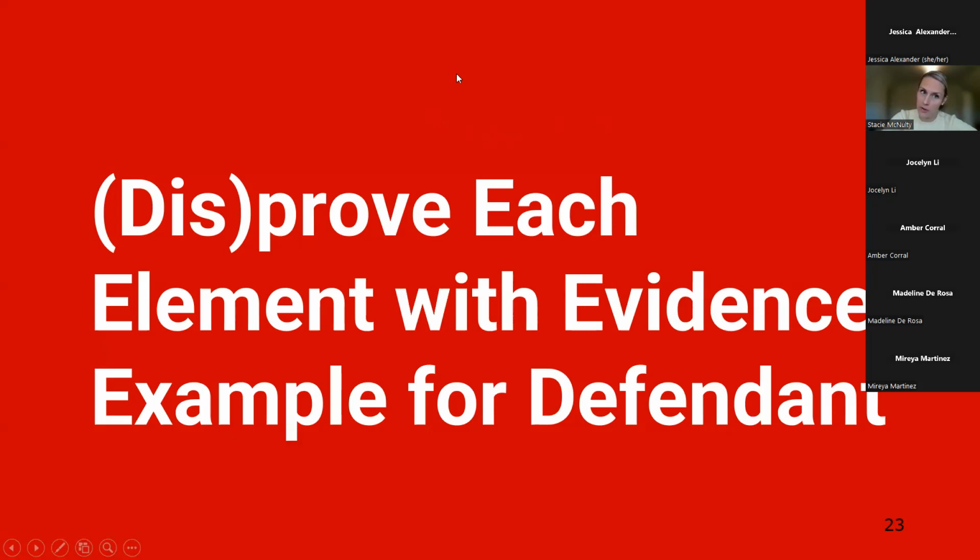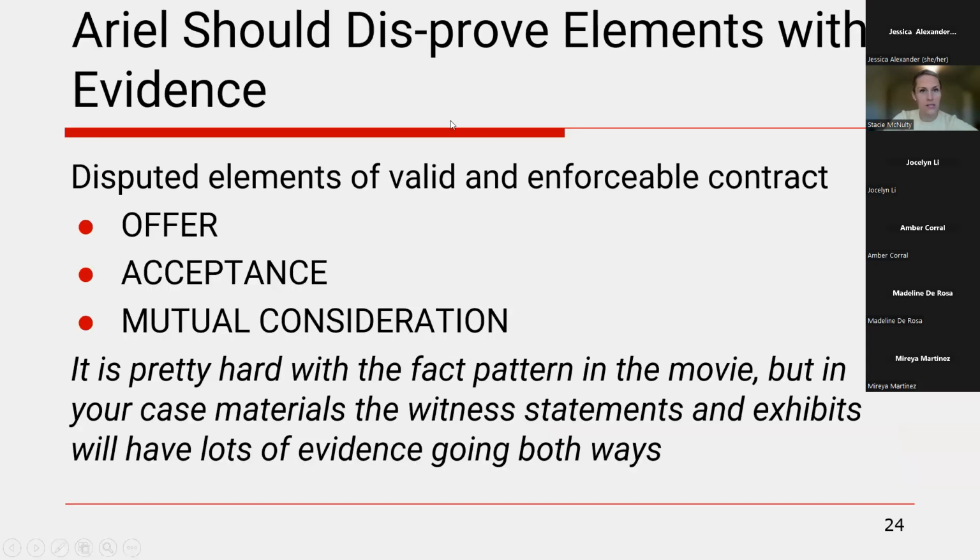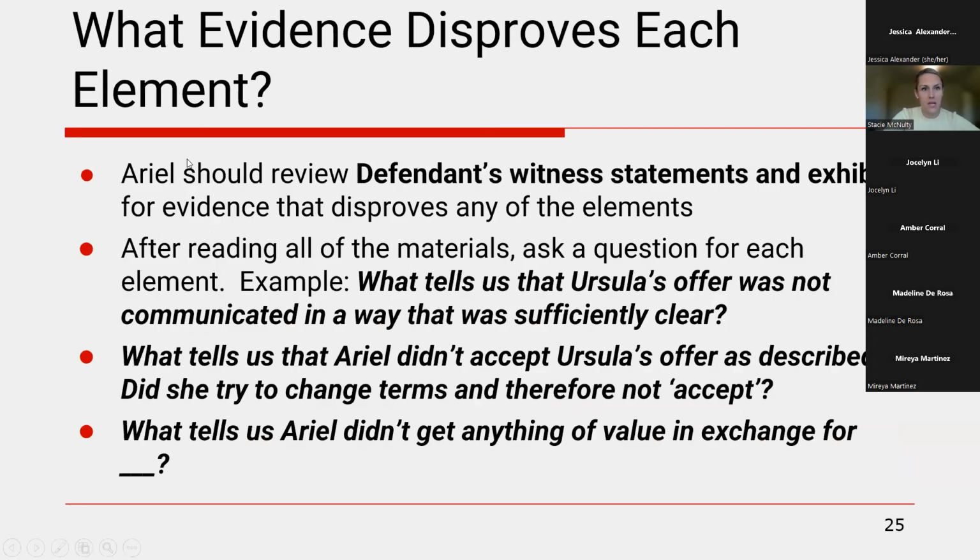Okay, so here's an example for Ariel disproving the elements with evidence. It is pretty hard with the fact pattern in the movie, but just know that in the case materials for mock trial, your witness statements, your exhibits, you're going to have to comb through them. They're very dense. So there's going to be lots of evidence going both ways. This is just example questions that you would use that are relevant to each of these elements of the claim. Hard to prove, as I said, with the fact pattern.